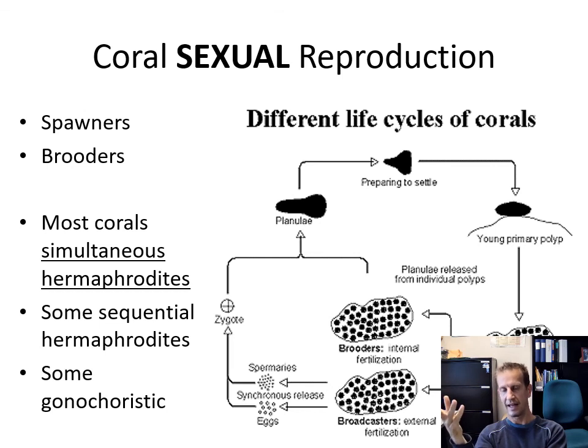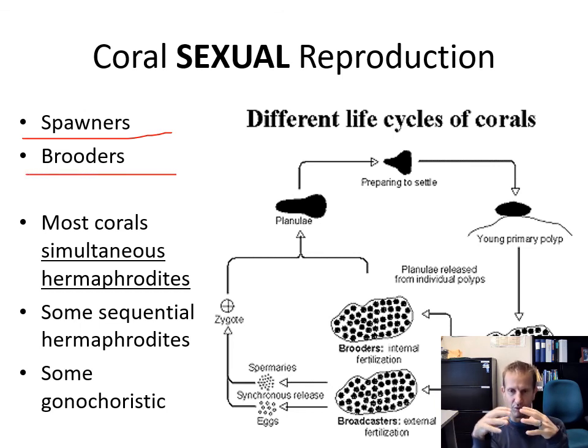Either way, at the end of that, you end up with a fertilized egg. The fertilized egg becomes a planula larva, which settles and grows into a new colony. So the corals that release both eggs and sperm are called spawners, and the corals that release just the sperm, which swim their way to another coral and find the eggs, are called brooders, because they brood the eggs.